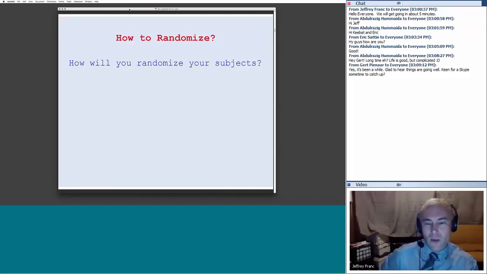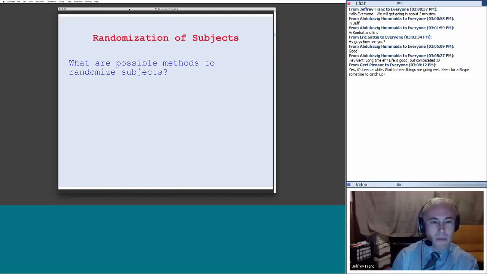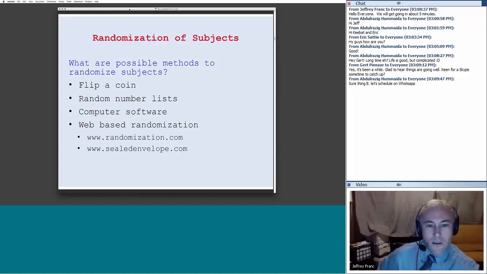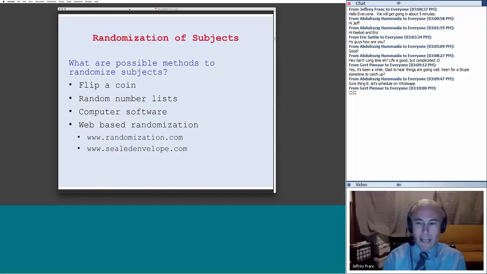So how can you randomize them? Well, there's many different ways. Some possible methods that you can randomize them. Well, you can flip a coin. If you have a statistical design that has 2 groups and you want to assign your subjects to one group or the other, flip a coin. We can use random number lists. I'll show you how to do that. Computer software, and there are some very slick and very easy to use randomization websites on the internet. These are 2 that I just picked up, but there are many of those out there.